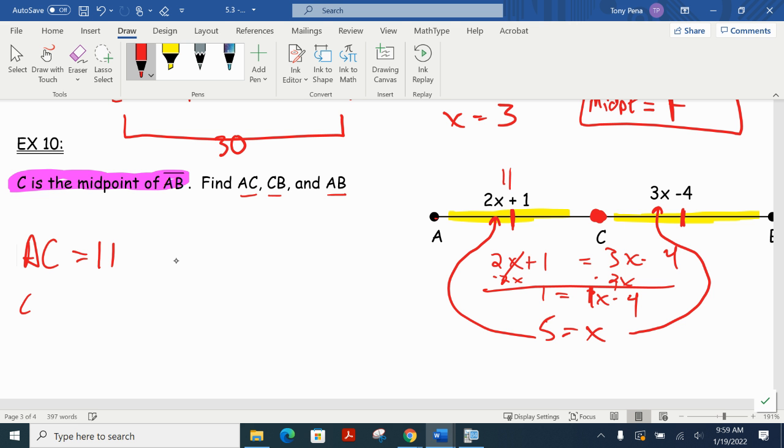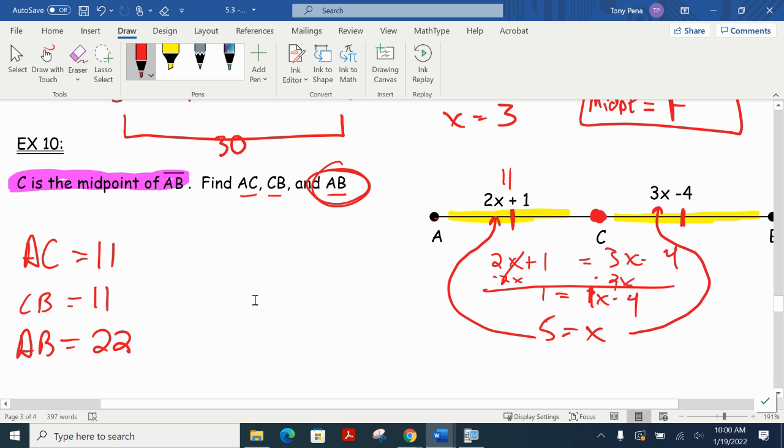So if you did plug it in, that's totally fine. But we would also just know right away that better be 11. And then the overall length from A to B is just those guys added together. So that length would be 22. Okay? So that was good. A lot of people had that.